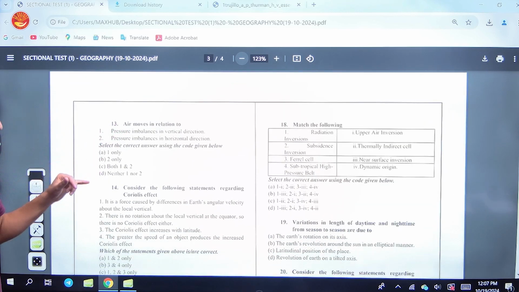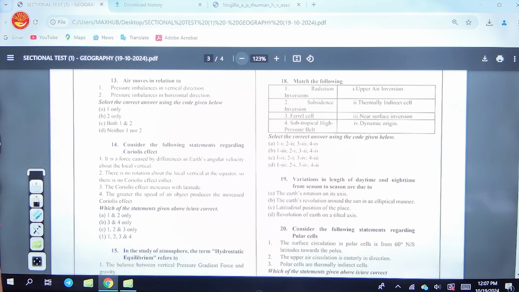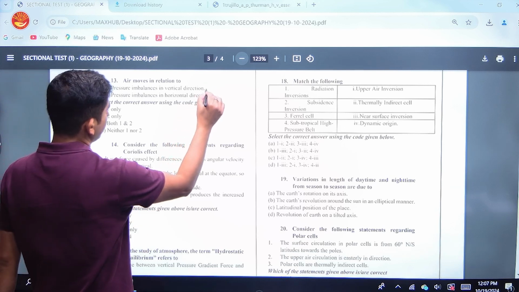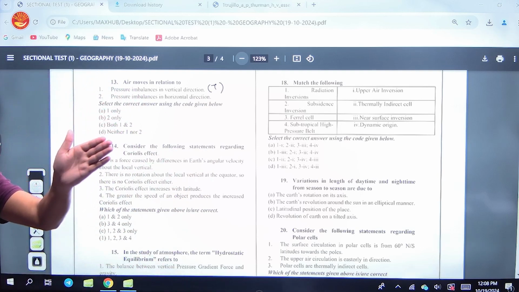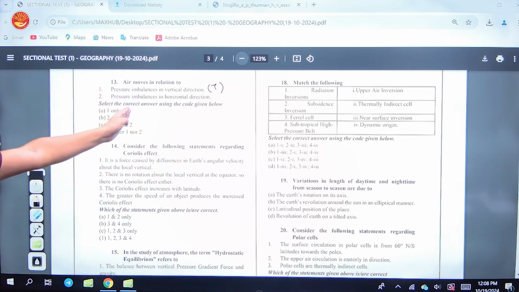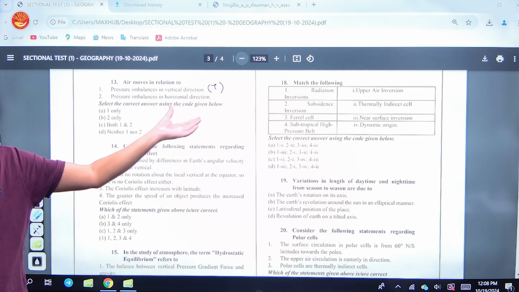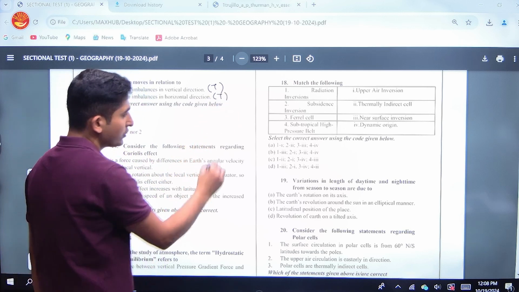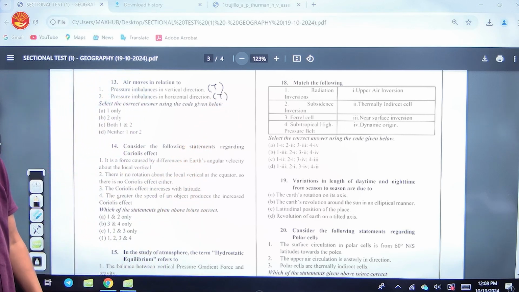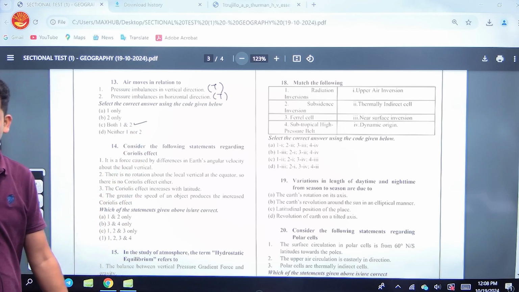ठीक है. Air moves in relation to, this is the next question. How does air move? Air remains still but there is a certain condition under which the air starts moving, and moving air becomes wind. Okay, so pressure imbalance is in the vertical direction. Yes, vertical convection, again the pressure imbalance is because of that. It is true. Yes, vertical motion भी होता है एयर का, और हॉरिजॉन्टल मोशन भी होता है. तो वर्टिकल मोशन is attributed to the pressure difference, and the horizontal motion is also attributed to the pressure difference. So both are true. Option C is the correct fit.